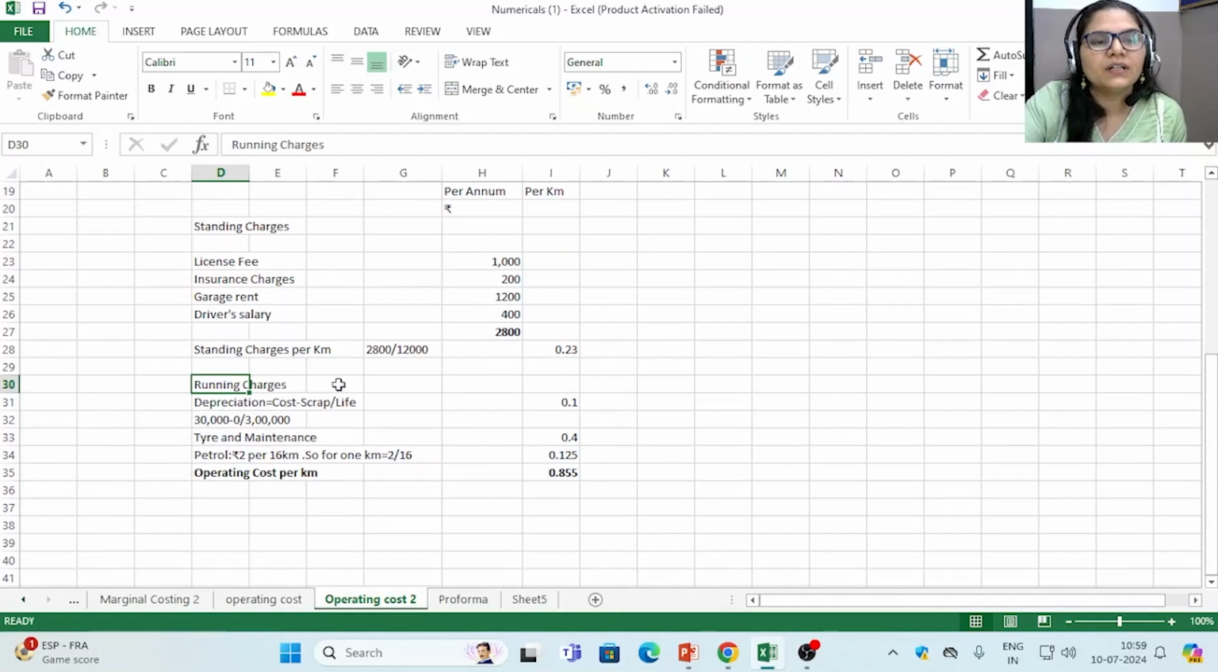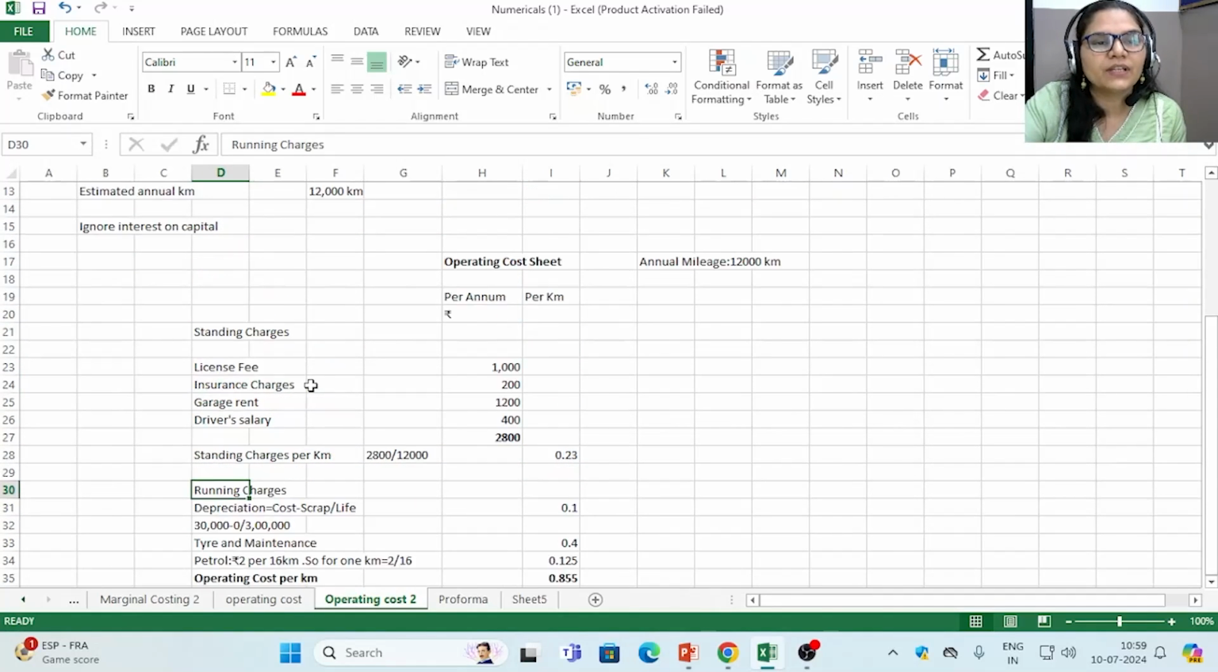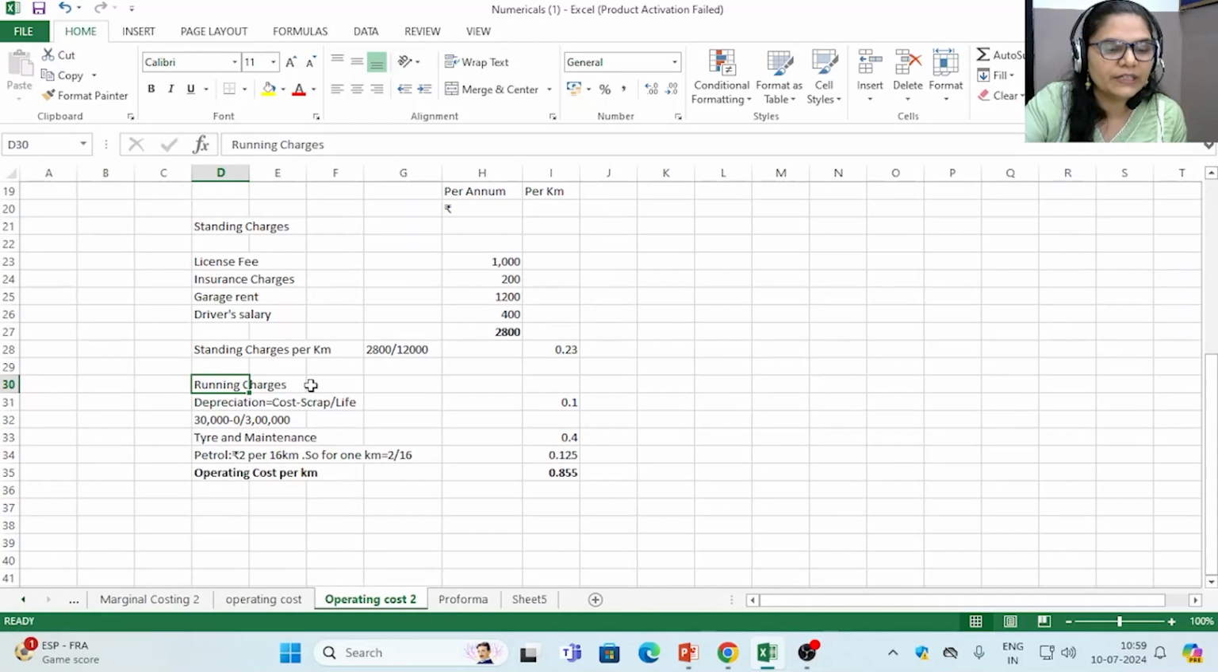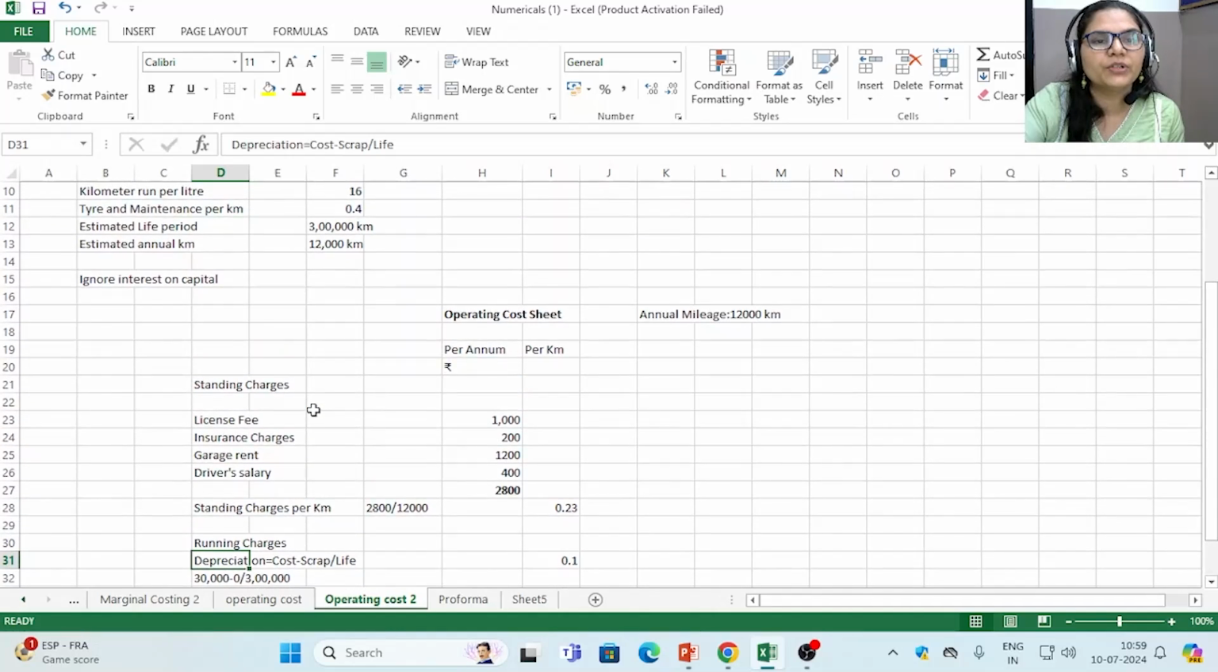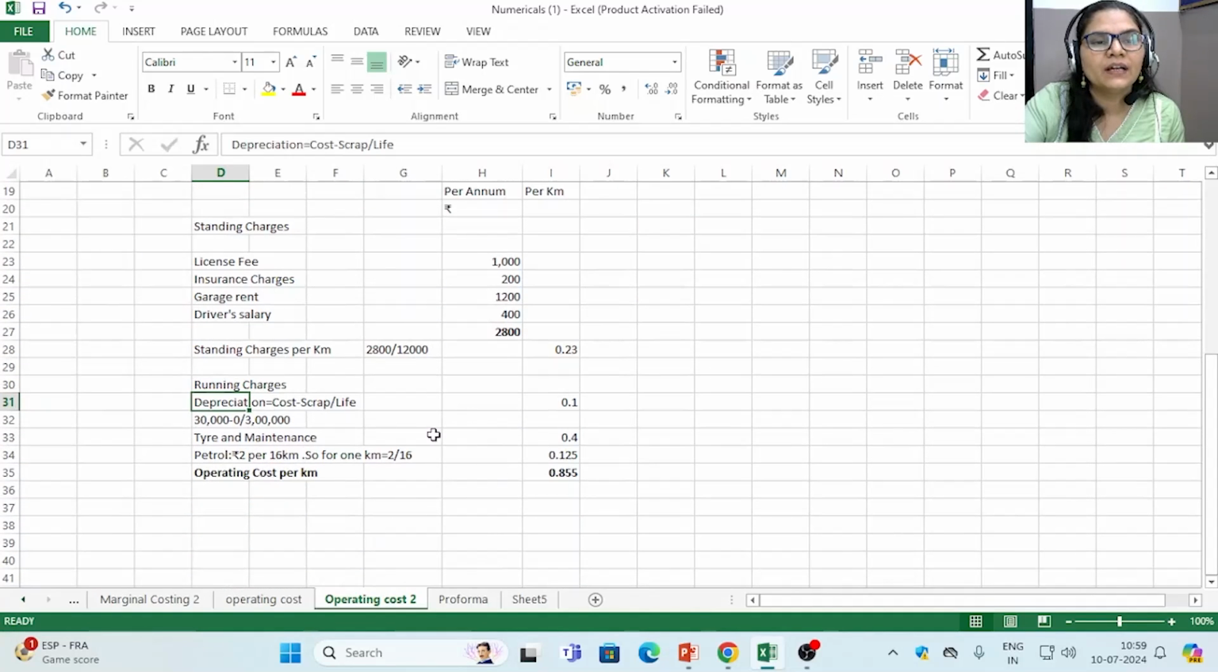Next we will note down the running charges. Running and maintenance charges will be given under one particular heading. Depreciation we will calculate as cost minus scrap upon life. Cost we all know is 30,000 minus 0 because there is no scrap, upon 3 lakh, and it will be 0.1. Tire and maintenance 0.4. Petrol rupees 2 per 16 kilometers, so for 1 kilometer it is 2 by 16, 0.125. Then operating cost per kilometer is 0.855.